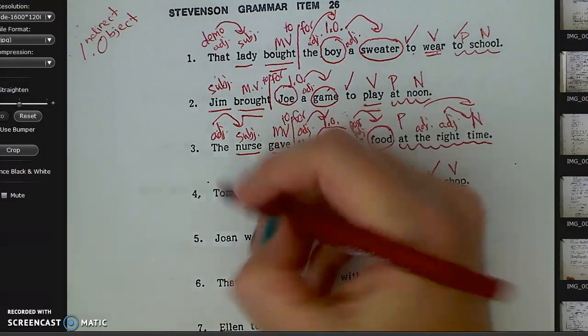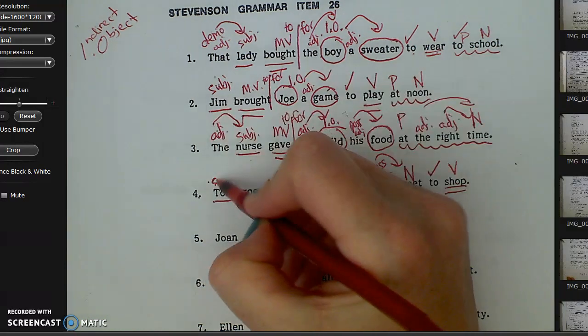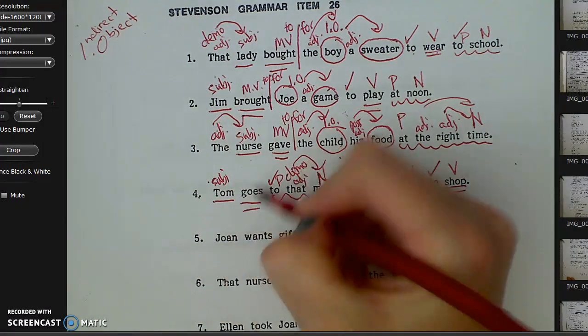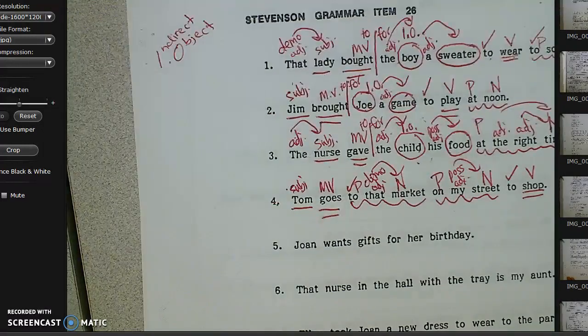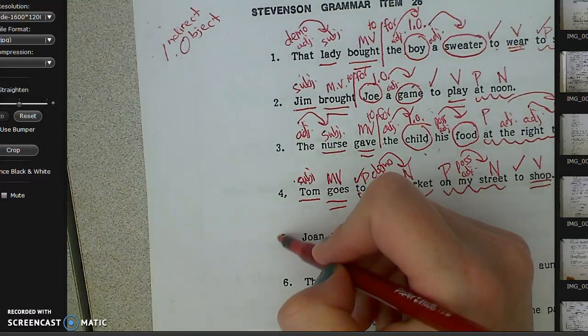Who or what is doing the action? That is Tom. He's my subject. What is Tom doing? Tom is going, is my main verb. Okay, my friends, you need to do numbers 5 and 6.